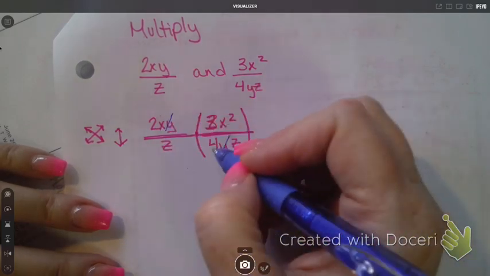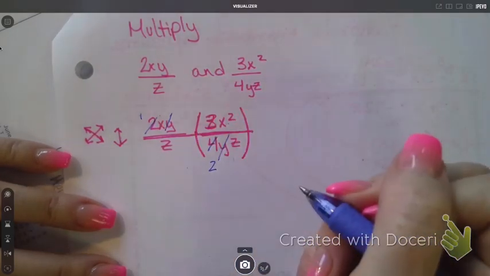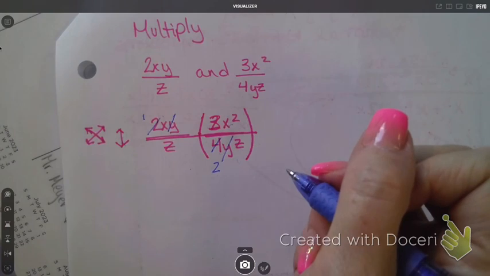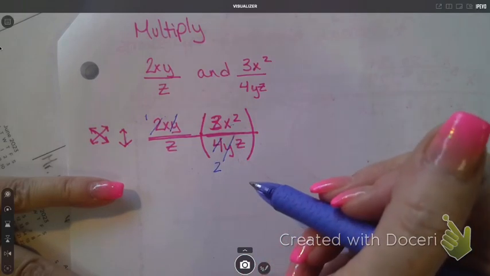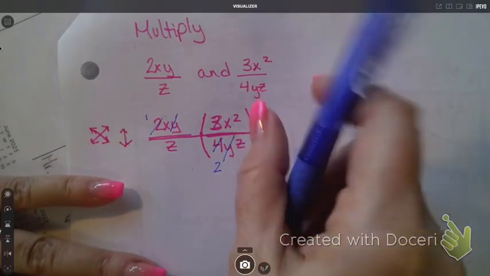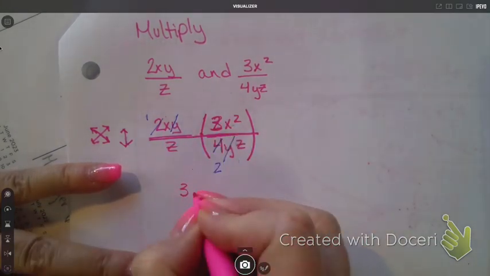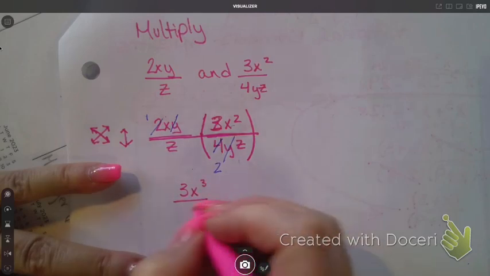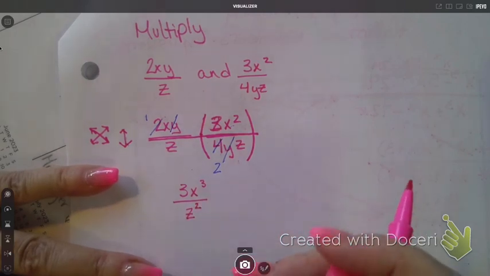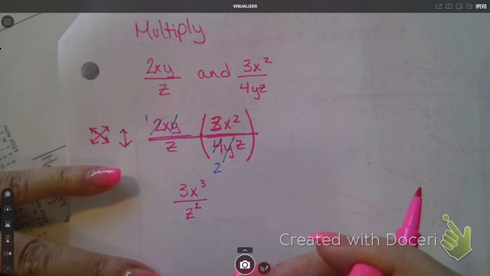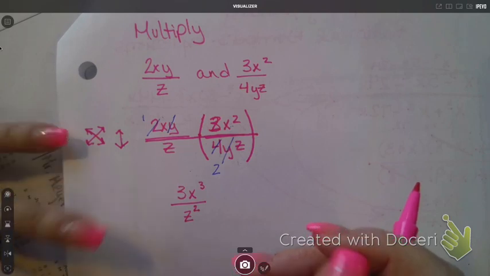What about 2 and 4? Oh, yeah. So it gives me 1 and 2. I typically don't put the 1s because then my brain doesn't want to add them because it's all multiplication, right? So do I have anything else I can reduce? Nope. So now I just multiply across, right? So I'm going to have 3x to the third over z to the second. So did I have to actually divide in order to multiply? Yeah, because you had to reduce.